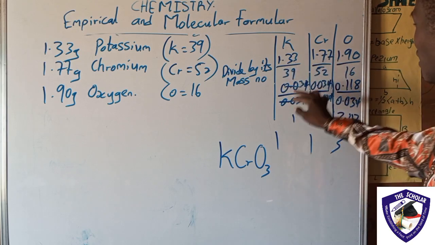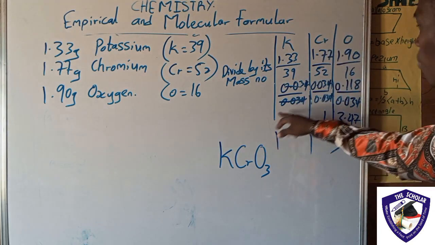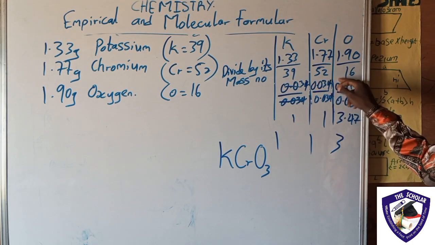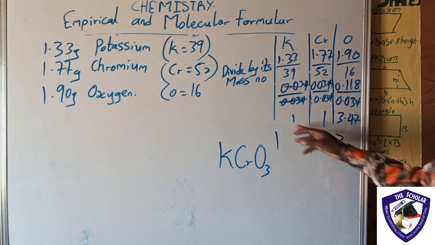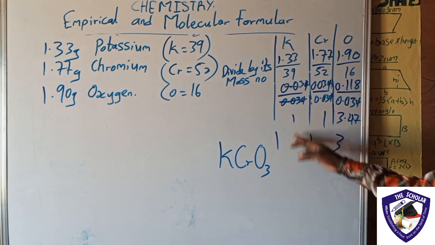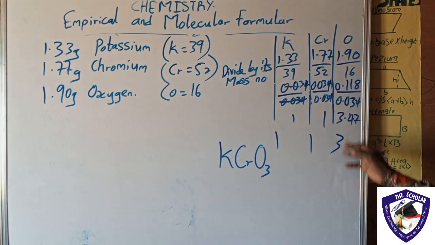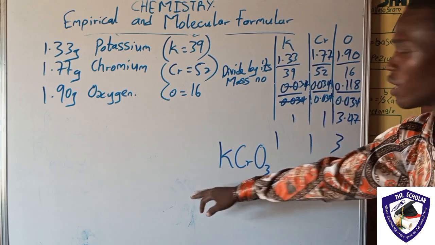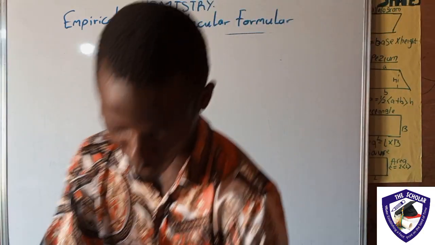So after dividing, then you now what? Divide again by the smallest value from your answer. You divide by your smallest value, then you get what? Your ratio, 3.47. Then I approximate 3.47 to the simplest whole number. So we have 1 1 3. So this is our what? Empirical formula.